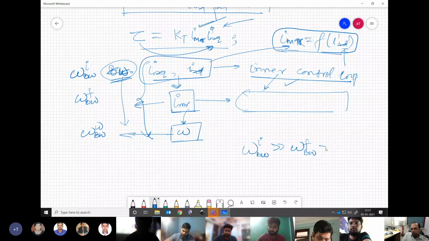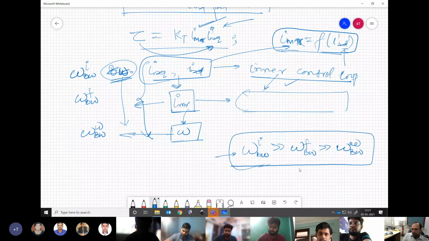So the current control bandwidth must be highest, followed by the flux control bandwidth, and then followed by the speed control bandwidth. And the reason is obvious. Our D-axis current is controlling our IMR. So first, the D-axis current must be settled much before any activity happens on the IMR.